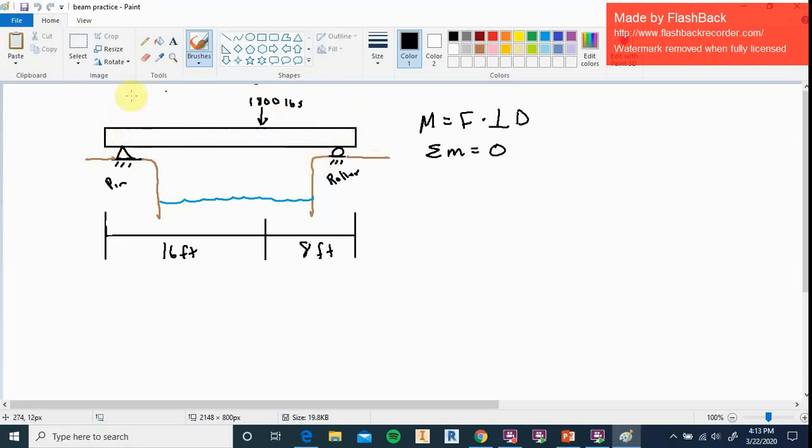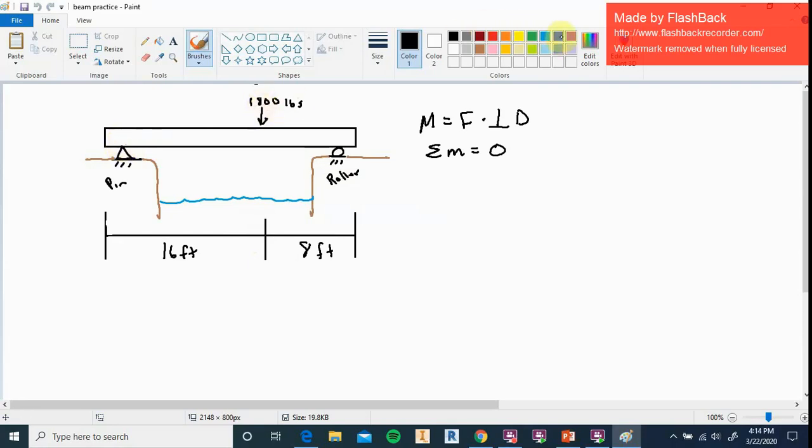So we're going to go ahead and solve this equation. We're going to figure out how much exactly this pin is holding and how much this roller is holding based on 1,800 pounds at 16 feet. Okay, so we're going to make a couple of assumptions here. Number one, we're going to call our pin support our fulcrum. This is going to be the point of rotation.